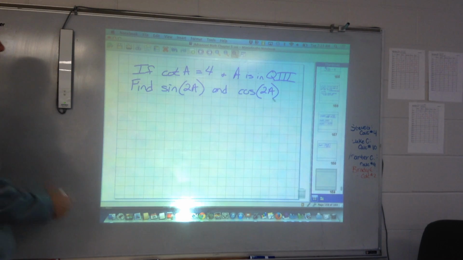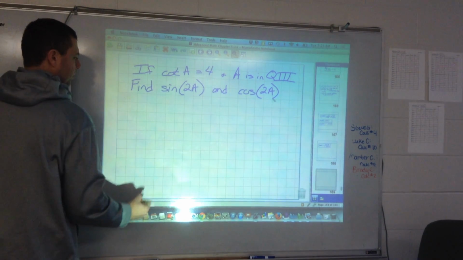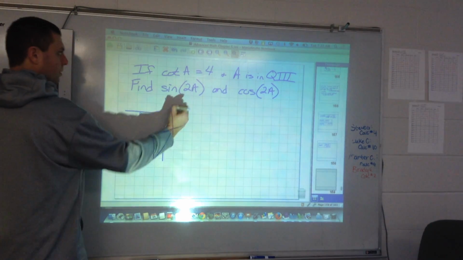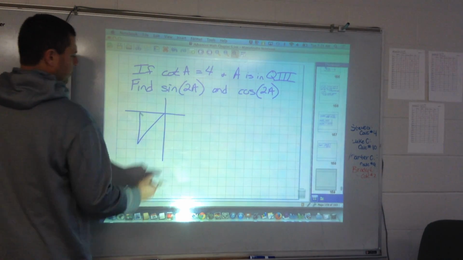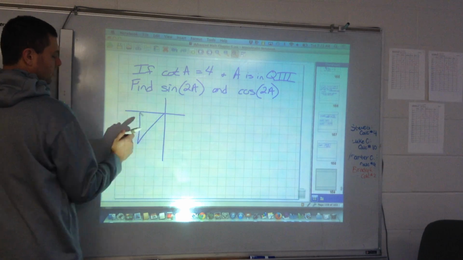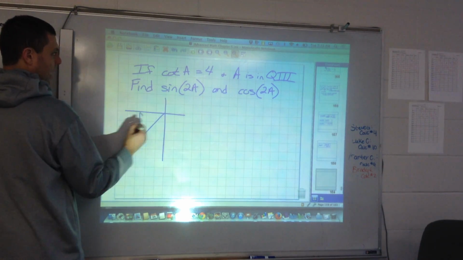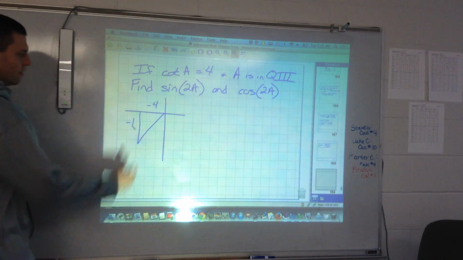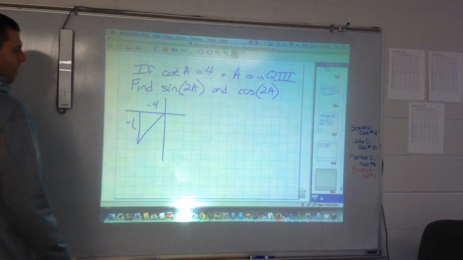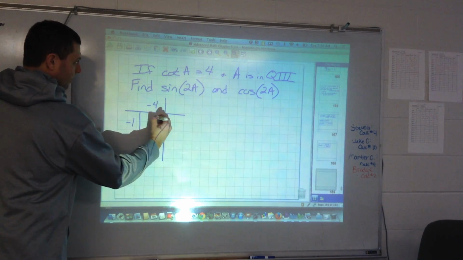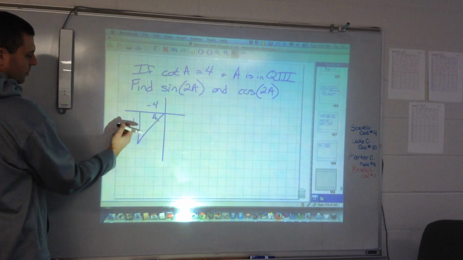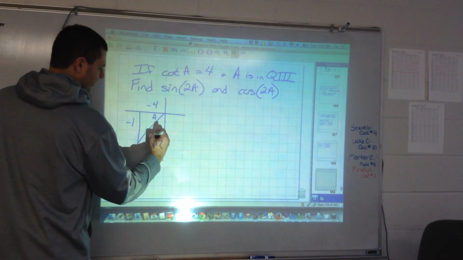Right? So if the cotangent of some angle is equal to 4, I draw a picture. Put it in quadrant 3, 1, 2, 3. Cotangent, well, tangent is opposite over adjacent, so cotangent would be adjacent over opposite. So this would be negative 4, negative 1, or negative, negative. Okay? Here's my angle A. Using Pythagorean's theorem, 16 plus 1, 17, so this would be the square root of 17 right here.